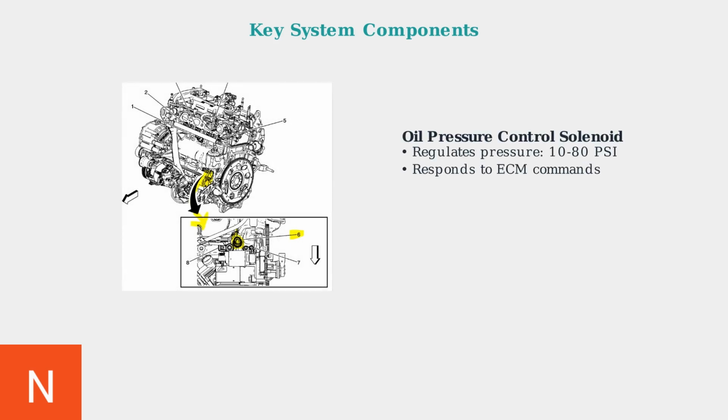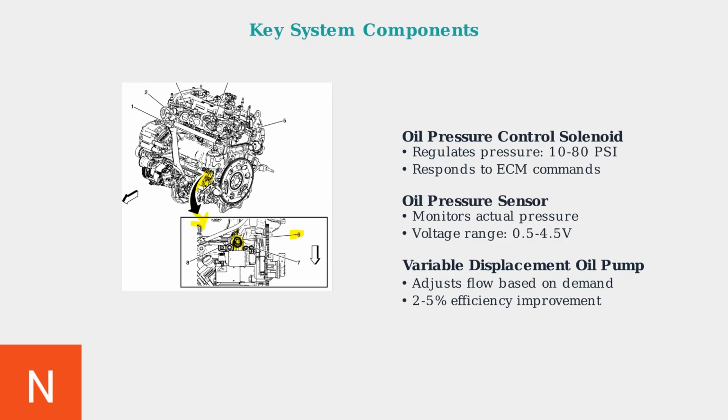The oil pressure control system consists of three critical components. The oil pressure control solenoid regulates pressure from 10 to 80 psi based on ECM commands. The oil pressure sensor monitors actual pressure and provides feedback with a voltage range of 0.5 to 4.5 volts. The variable displacement oil pump adjusts oil flow based on engine demands, improving efficiency by 2 to 5%.